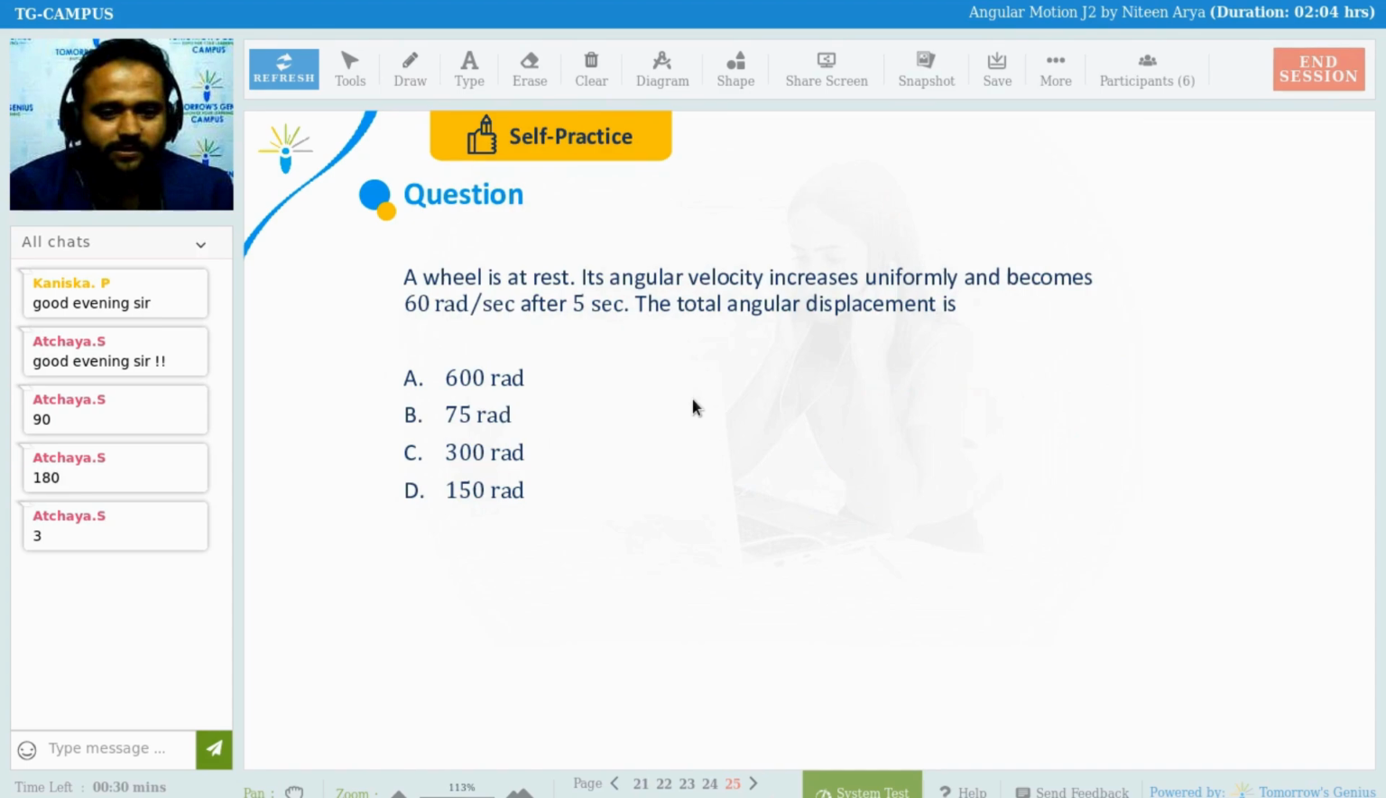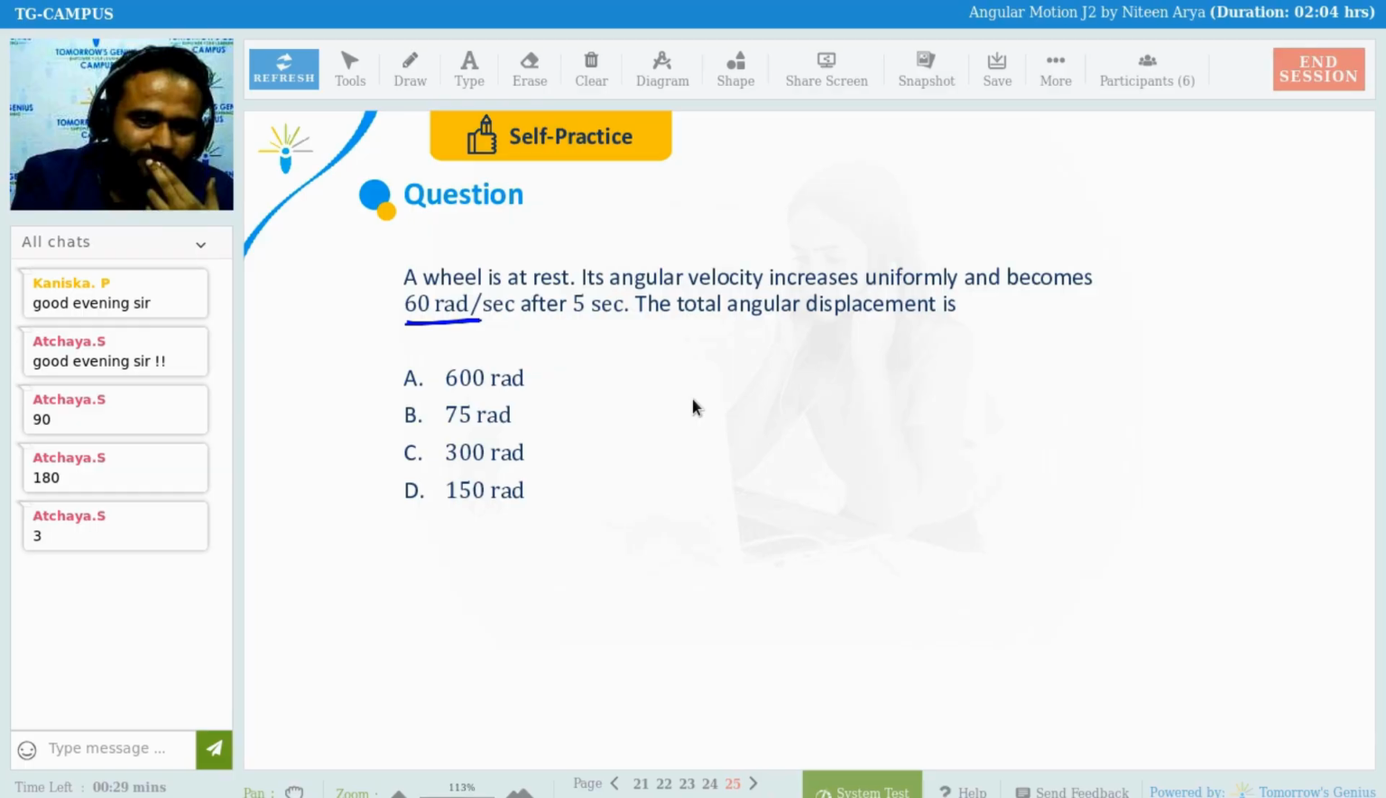Okay, the next one is this. Its angular velocity increases uniformly and becomes 60 radian per second after 5 seconds. The total angular displacement? Again, same thing. If it increases and becomes 60 radian per second, so 60 radian per second is what? Angular velocity, it is omega 2. Find alpha and then find the total angular displacement.